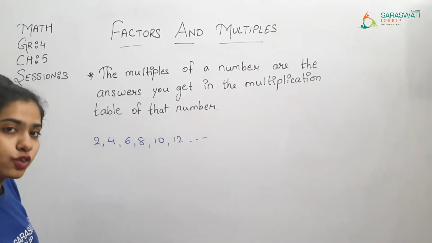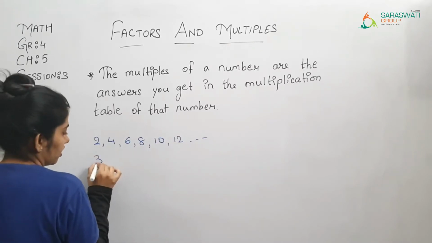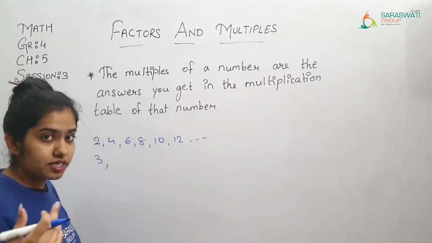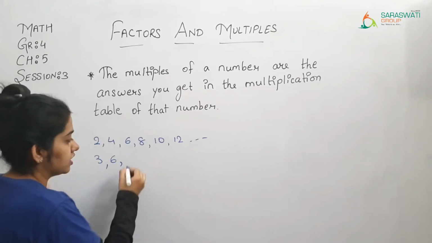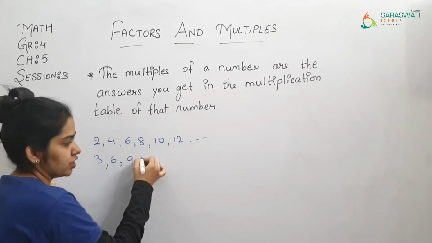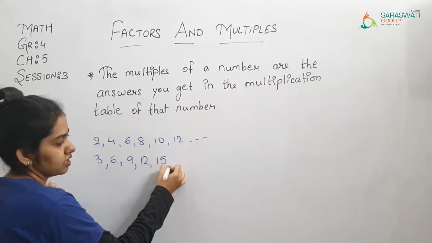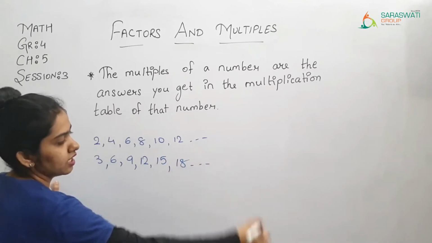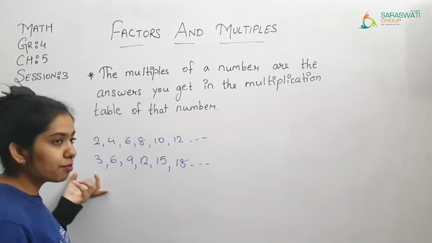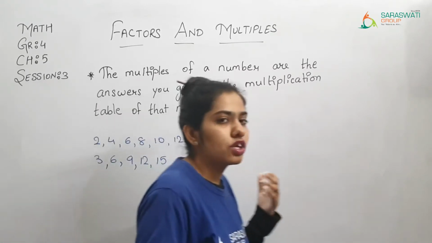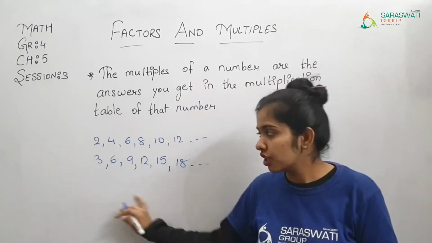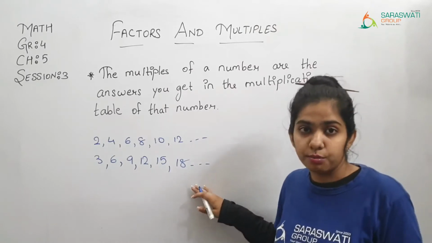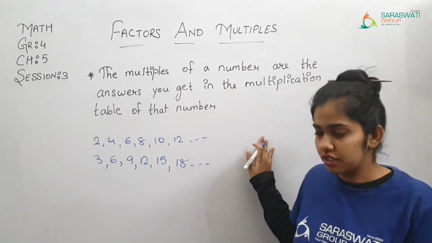Now for 3, we start with 3 and again add 3: 4, 5, 6, add 3 again: 7, 8, 9, 10, 11, 12, 13, 14, 15, 16, 17, 18 and so on. So skip counting is one method, or else you can also go with tables. If you know the tables directly, do it that way; otherwise the skip counting method is also beneficial, right?